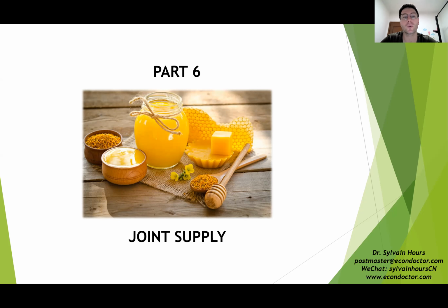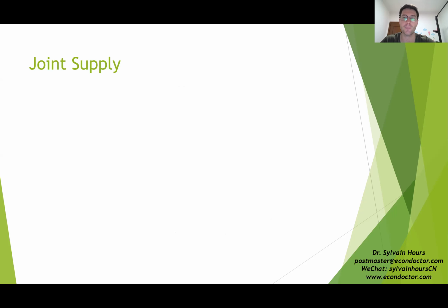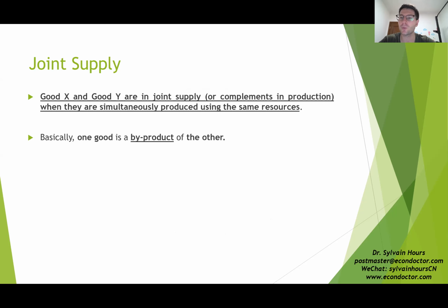All right, so honey, of course, you can consume it, you can eat it. But there are also some things you can do with beeswax. You can make candles, you can use it to polish your shoes or things like that. There are several possible uses of beeswax. So these two goods are produced together with the same resources within the same production process. And this is what we call two goods that are in joint supply.